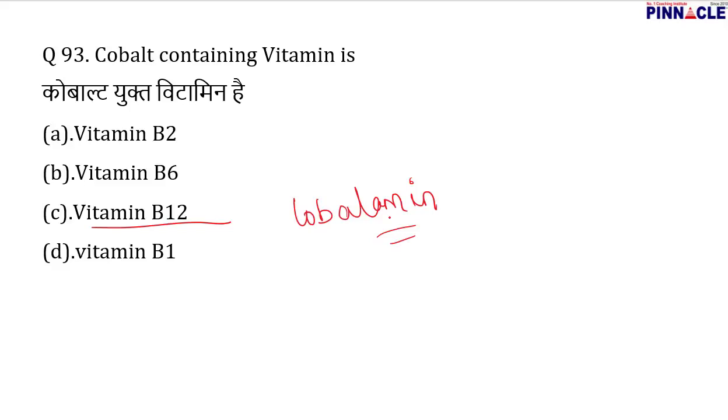I'm telling you these scientific names because many times SSC asks you the common name. So maybe they will give you the name of vitamin C and ask what it is called. So you must remember that it is called ascorbic acid. Similarly, vitamin B12 is also known as cobalamin, and this vitamin B12 is a water soluble vitamin and it is very much important for the normal functioning of brain and nervous system. Okay, so for question number 93, vitamin B12 is the correct option.